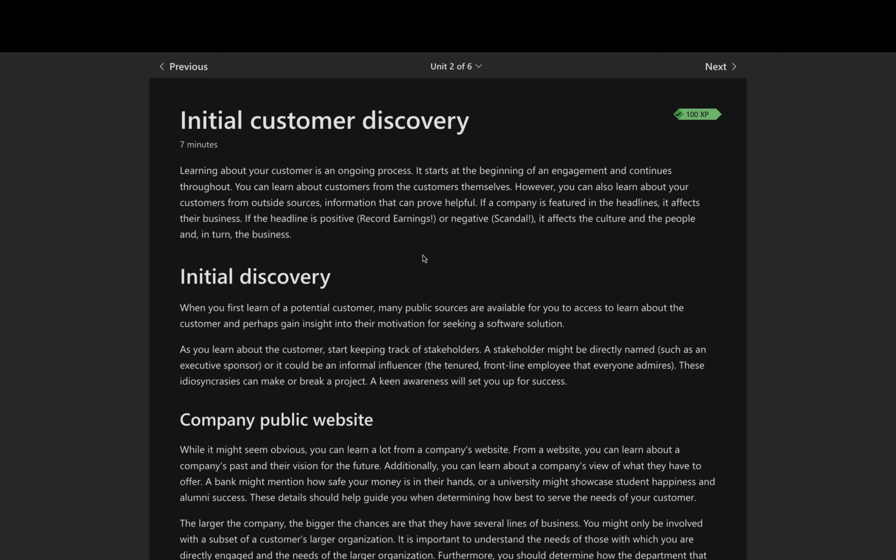As you learn about the customer, start keeping track of stakeholders. A stakeholder might be directly named, such as an executive sponsor, or it could be an informal influencer, the tenured frontline employee that everyone admires. These idiosyncrasies can make or break a project. A keen awareness will set you up for success.